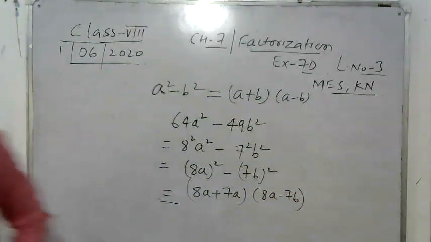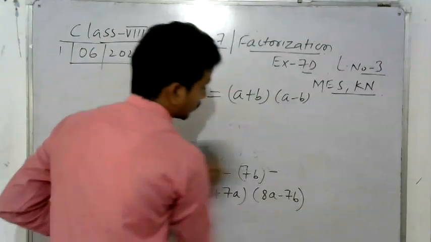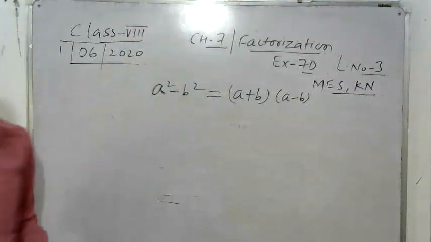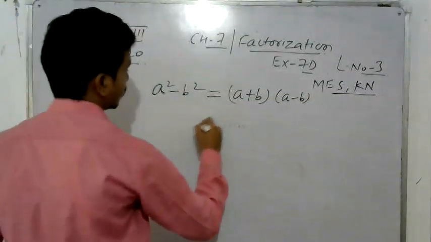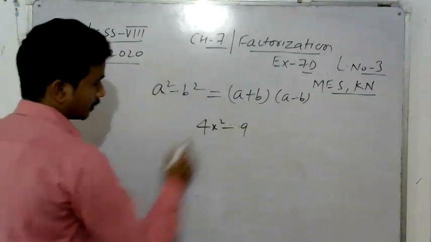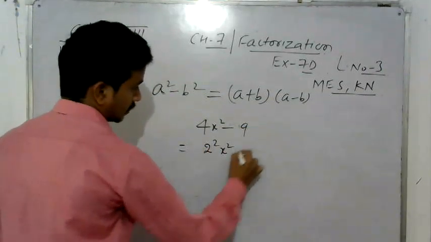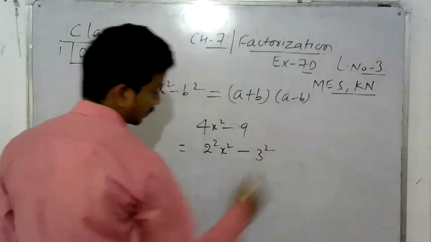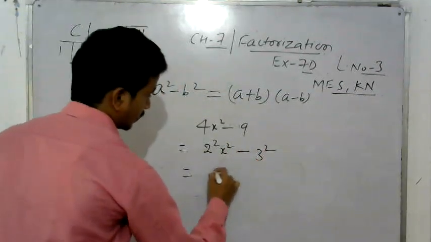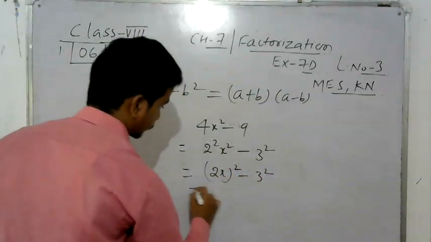Now, let us take another example: 4x square minus 9. How will you factorize it? I can write 4x square as 2x whole square and 9 as 3 square. Now I can write it as whole square of 2x minus 3 square.